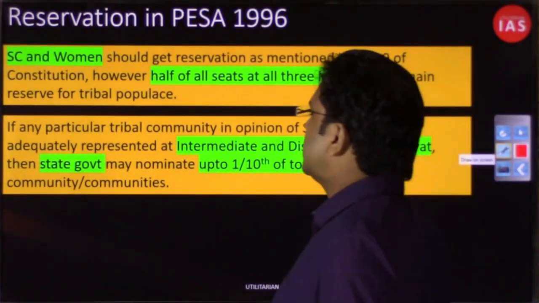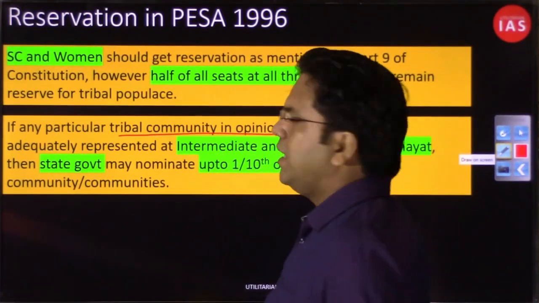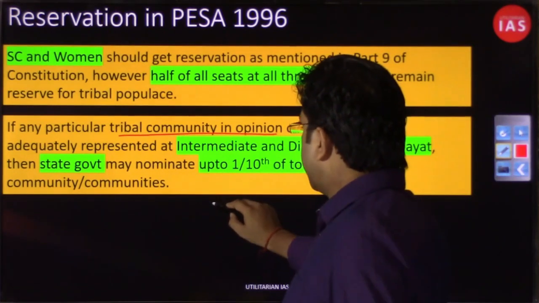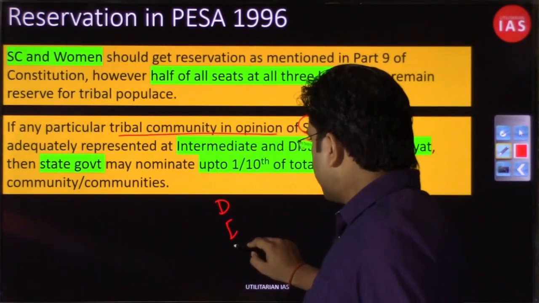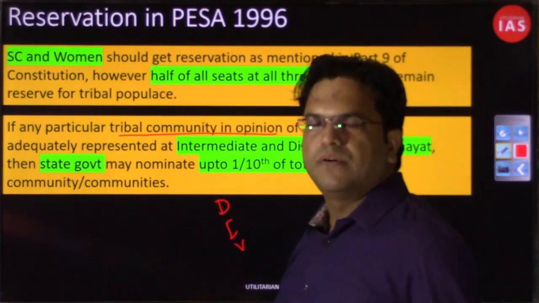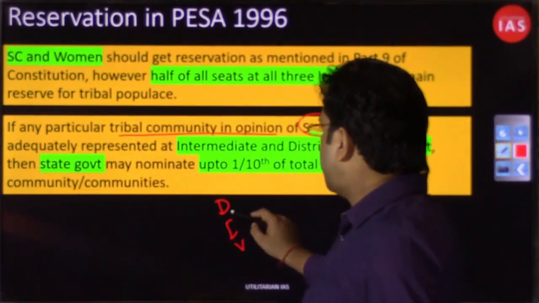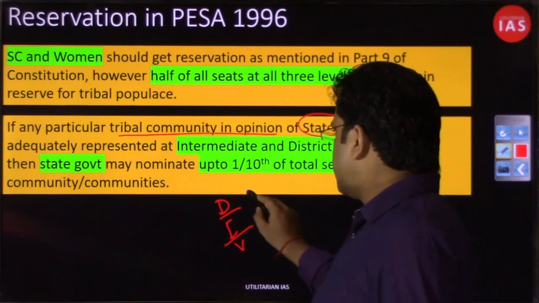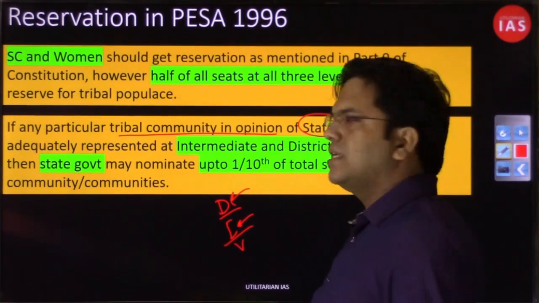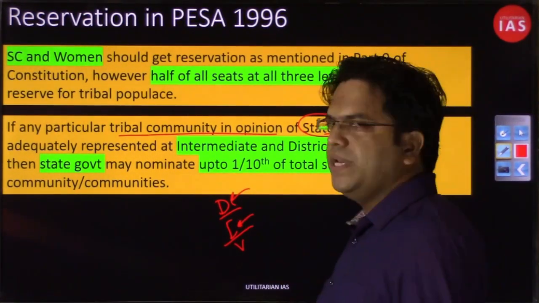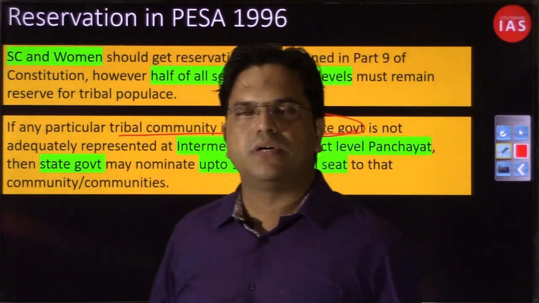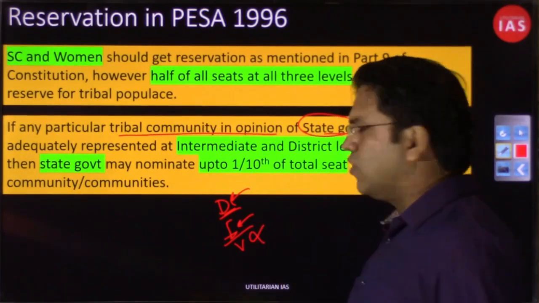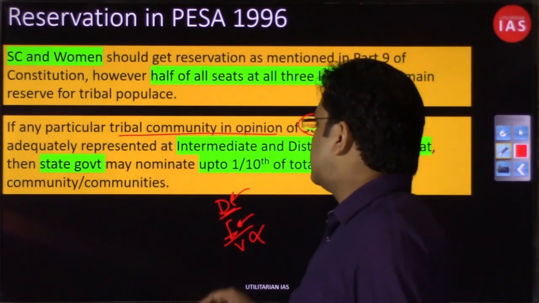The second caution is that if any particular tribal community, in the opinion of the state government, is not adequately represented at the district level or intermediate level, where you have this panchayat at three levels, then the state government can nominate members from that particular tribal community at the district level and at the intermediate level, not at the village level. Why has this provision been inserted?